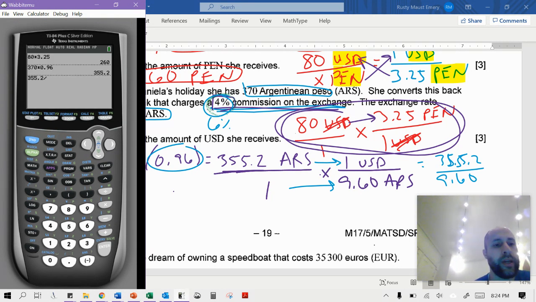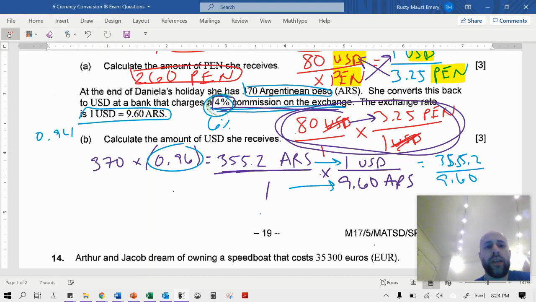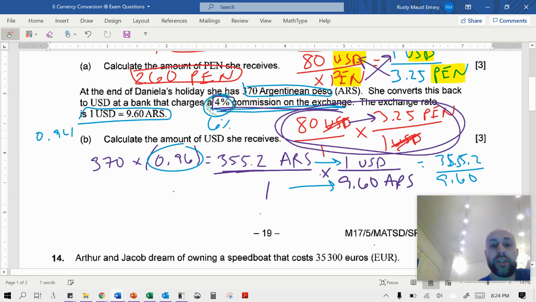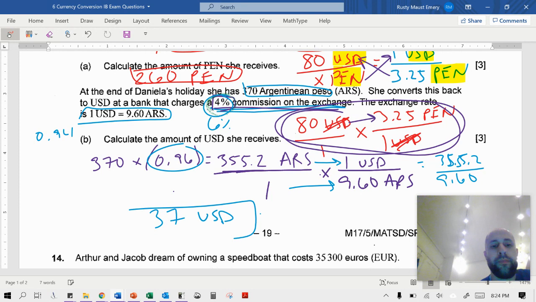So 355.2 divided by 9.6 gives 37. So that gives us US dollars, right? 37 US dollars is what we receive in the end. Okay, so that's one of them.